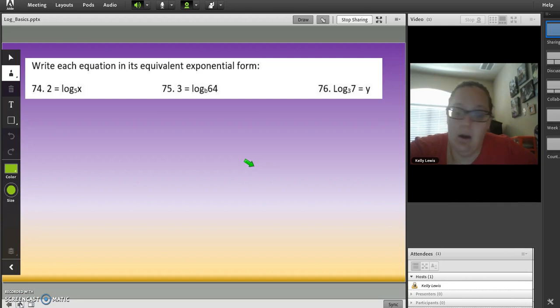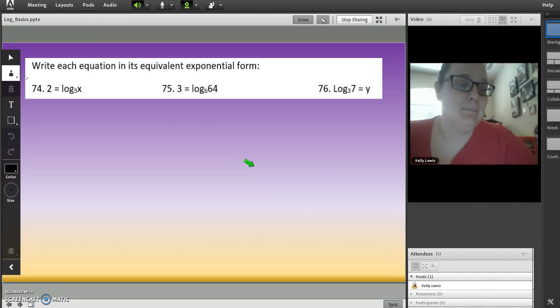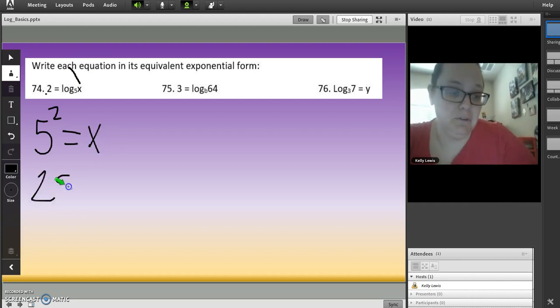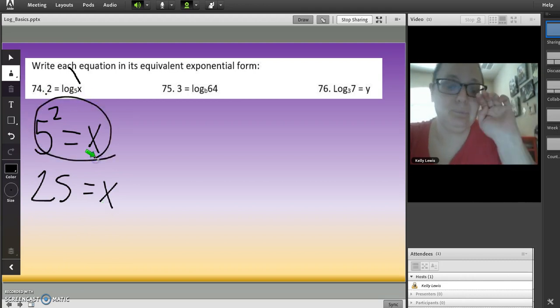Right now, all we're going to do is go back and forth between log and exponent. The base, 5, is the base of the exponent, and what equals is the exponent for the exponential equation, and then the big number is what it equals. So 5 squared equals x. FYI, 5 squared is 25, but this is how you rewrite it.